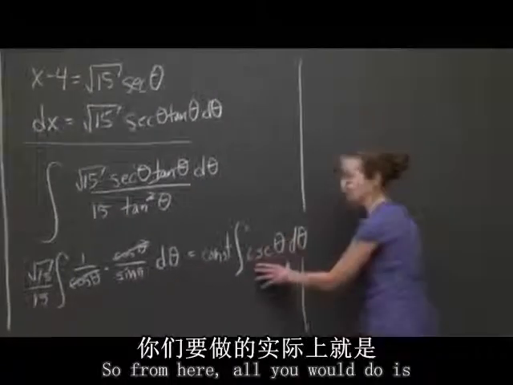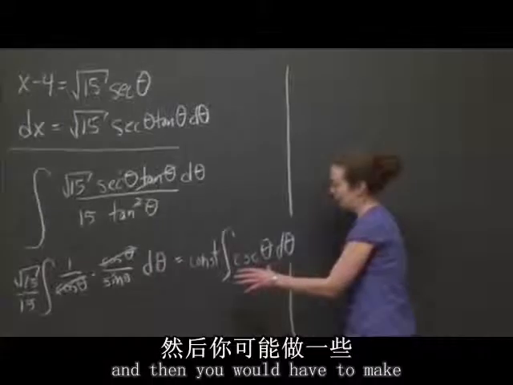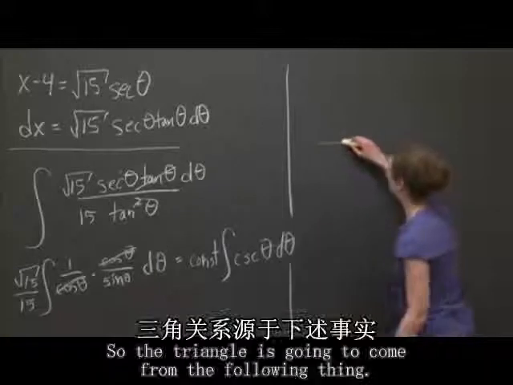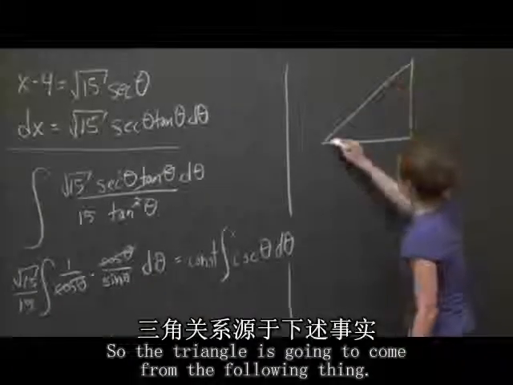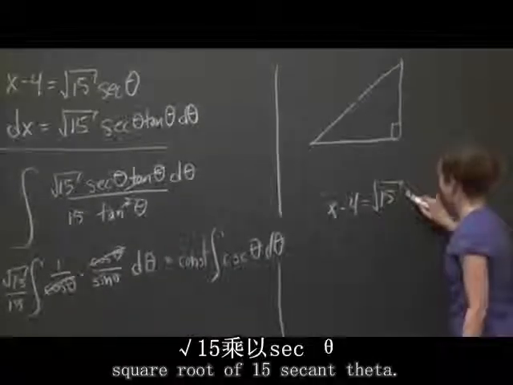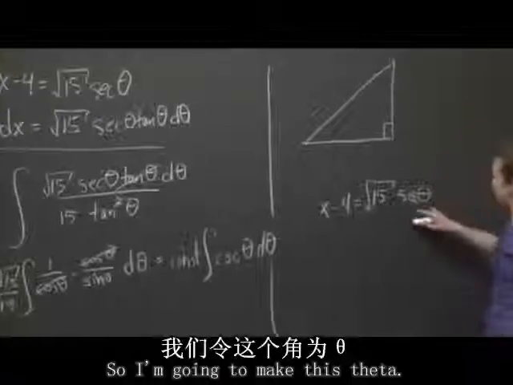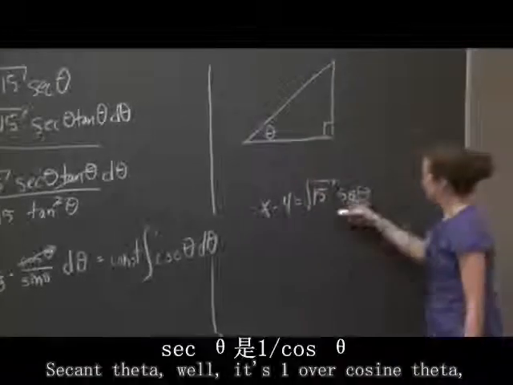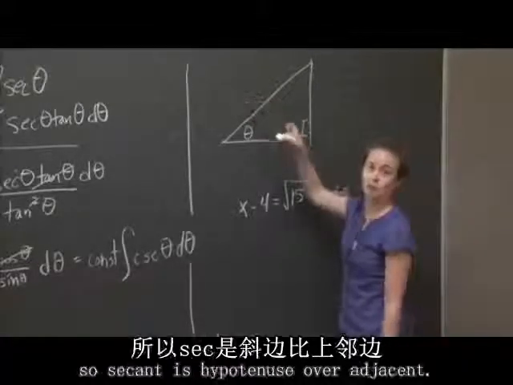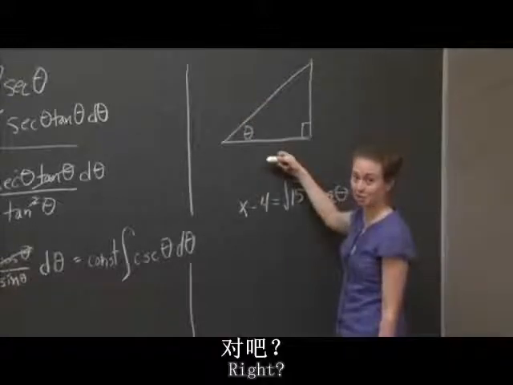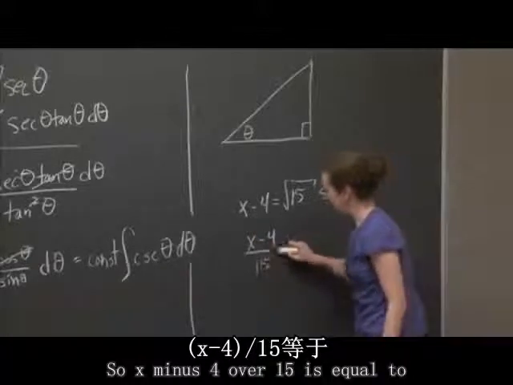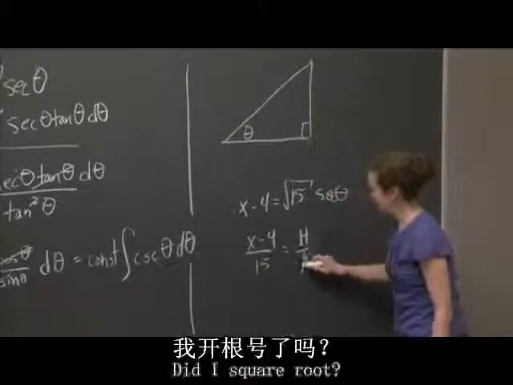So from here, all you would do is actually find this antiderivative, and then you would have to make the right kind of substitution in terms of theta. We want to know how we do that substitution. So the triangle is going to come from the following thing. We know x minus 4, again, is square root of 15 secant theta. So I'm going to make this theta. Secant theta, well, it's 1 over cosine theta. Cosine is adjacent over hypotenuse. So secant is hypotenuse over adjacent, right? That's the relationship. So x minus 4 over square root 15 is equal to the hypotenuse over the adjacent.